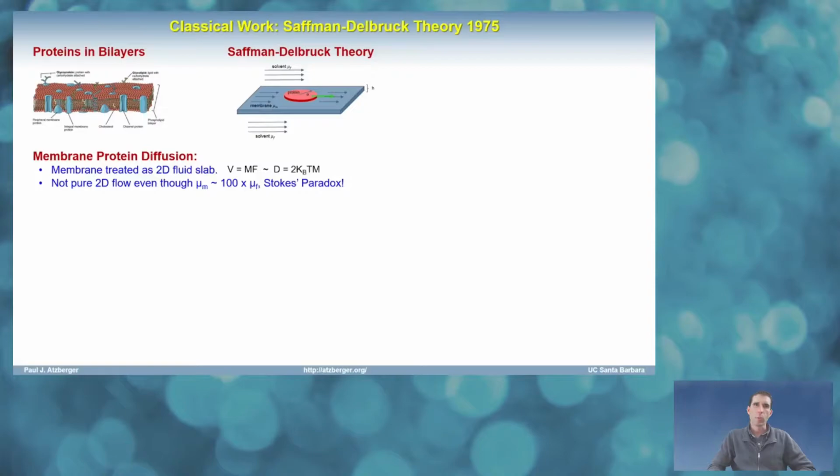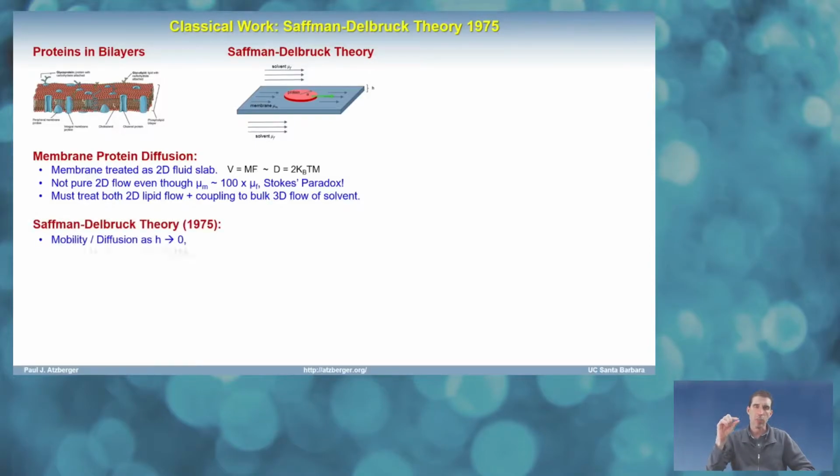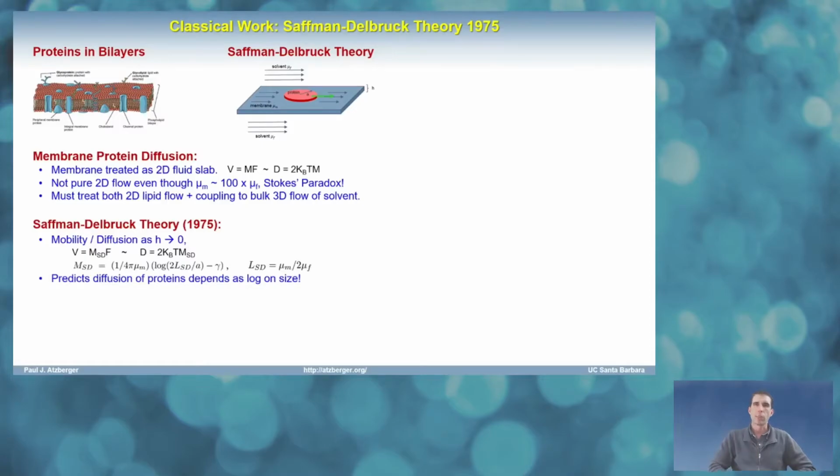And so what was realized is that you need to take into account the role of the surrounding solvent. If you take that into account, Saffman and Delbrück worked out in the 1970s that in the asymptotic limit of an infinitely thin sheet, you actually find that the mobility response depends logarithmically on the protein size. And there's this important length scale, which is known as the Saffman-Delbrück length scale, which is the ratio of the membrane viscosity to the solvent viscosity.